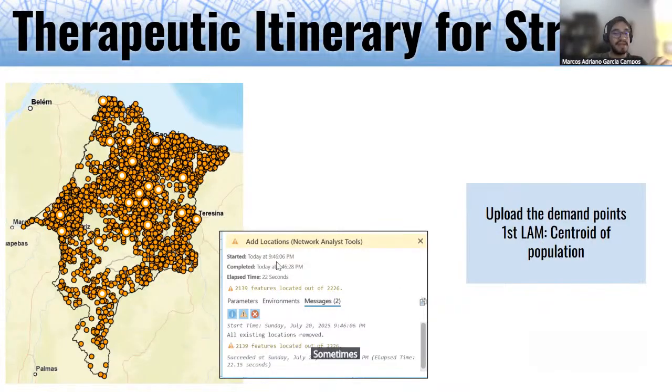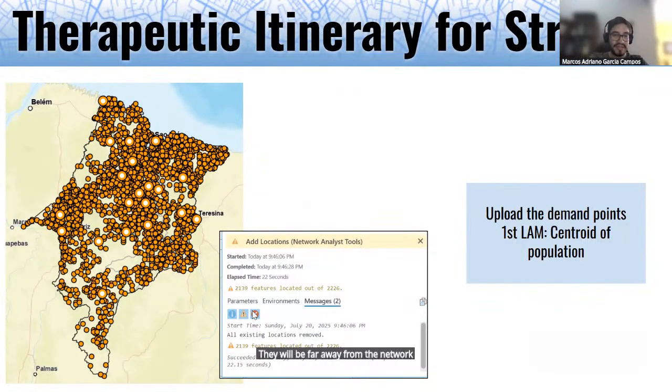Sometimes I will see a message warning that some features are not located. What does it represent? Sometimes I have people living so far from any piece of the network. For example, people living in a remote community, an indigenous community, very far from any street, any road, and unfortunately those people cannot be located. They will be far away from the network.